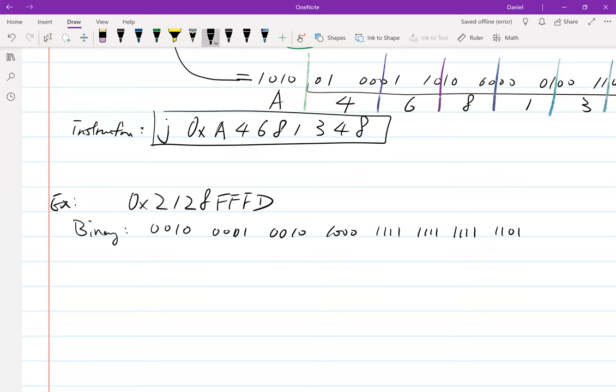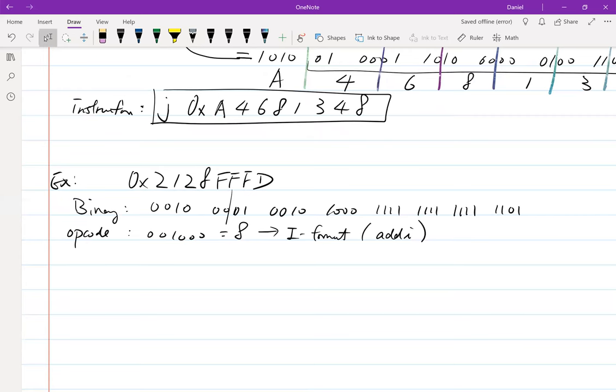All right, so as I mentioned, this is an I format, so you have 001000, and this is 8, right? So it's I format, and the operation, if you look at the machine code, is addi. Again, the machine code, the MIPS sheet. All right, so since this is I format, let's break it up: 1, 2, 3, 4, 5. So you have RS, RT, immediate.